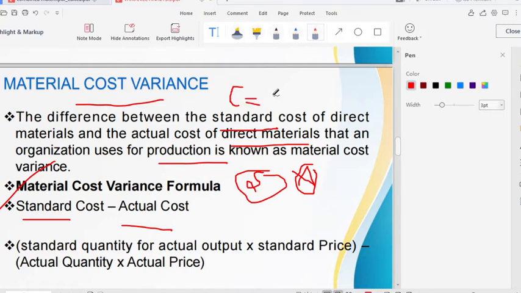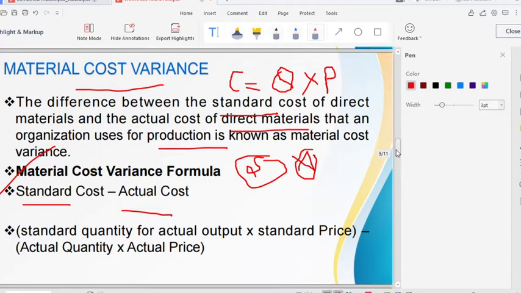There will be quantity, how much you are going to buy, and what will be the price, right? Quantity into price will be the cost. So there will be a standard cost and the actual cost. So how to find the standard cost?